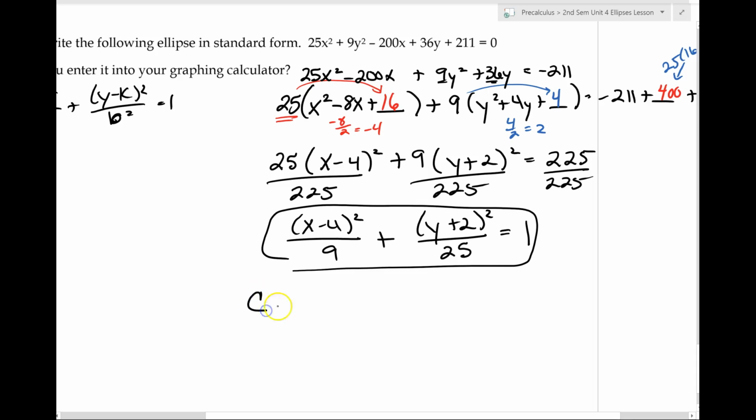First, you should know your center. Your center is going to be at 4, negative 2. You should also know which direction the major axis is going. Remember, the largest value is a squared. It's under the y, which means my ellipse is going up and down. It's a vertical stretch of my ellipse. We then could quickly solve for the foci and the vertices and all those things. So just know that's the basic process of this. It hopefully will help you get started.